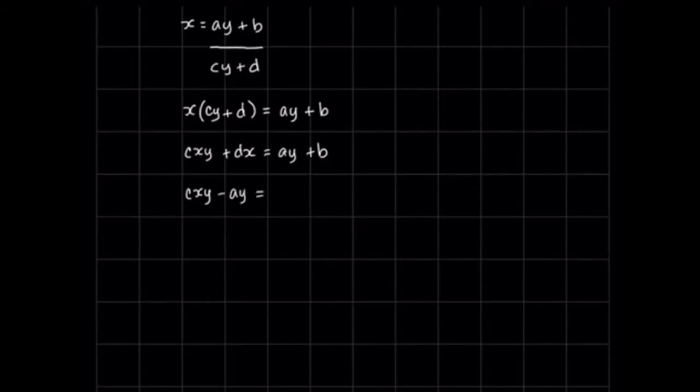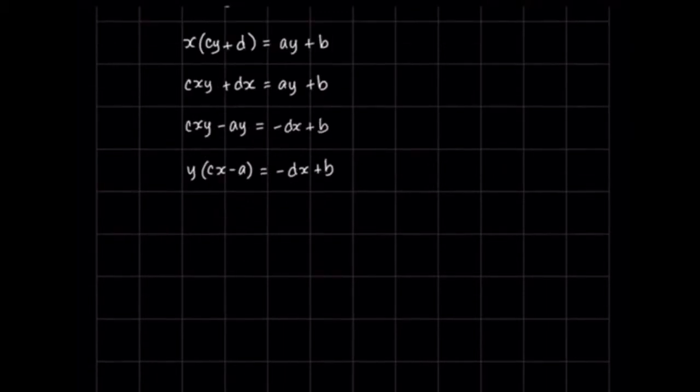We also subtract dx from both sides. So we'll get cxy minus ay equals negative dx plus b. Then factor out y. So the left side becomes y times cx minus a. Right side remains the same. And we divide both sides by cx minus a to give us y equals negative dx plus b all over cx minus a. And this is our f inverse.